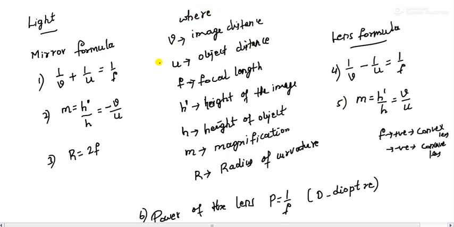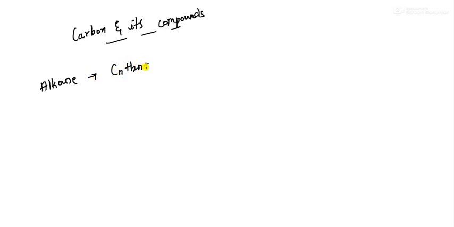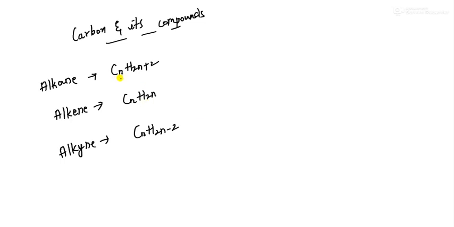Next, moving to the last chapter, and that is very small, carbon and its compounds. I will tell you what you have to remember here. First thing, alkanes. You have to remember the formula of alkanes. It is CnH2n plus 2. Then you have alkene. Here it will become CnH2n. And third is alkyne. Here the formula is CnH2n minus 2. Where N is the number of carbon atoms. What is N? It is the number of carbon atoms.